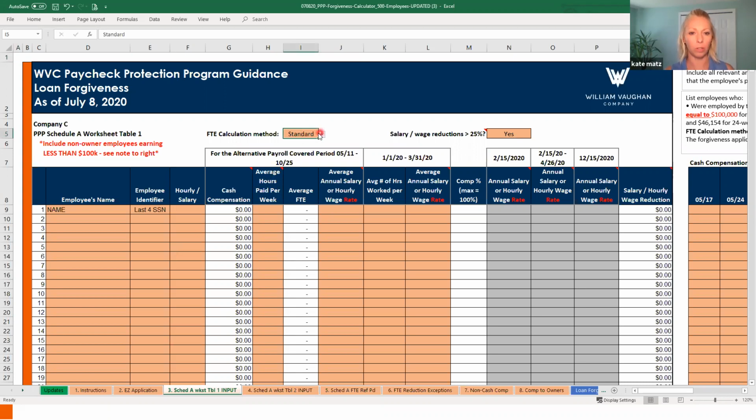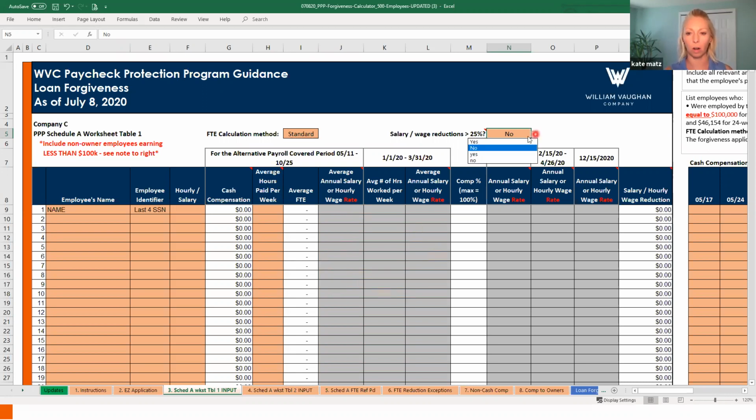We've got a couple of different options for FTE calculation methods that we can use, a standard method and a simplified method. We'll go ahead and use the standard method for this example. You can plug all your information in and then toggle back and forth between these two to see which one is the most favorable for you. We also have a question here as to whether we had salary or wage reductions more than 25%. If we did not, we'd see that we've got a couple of columns here that become gray, and we would not need to fill these out.